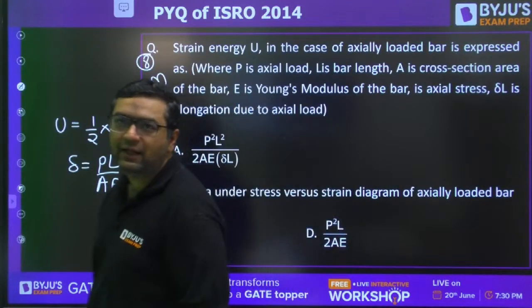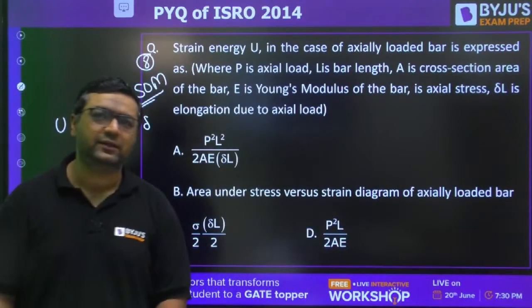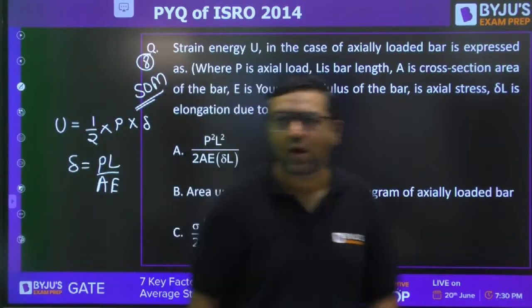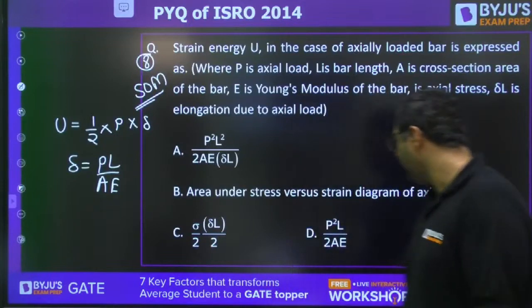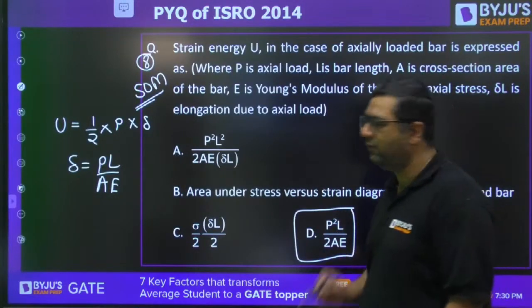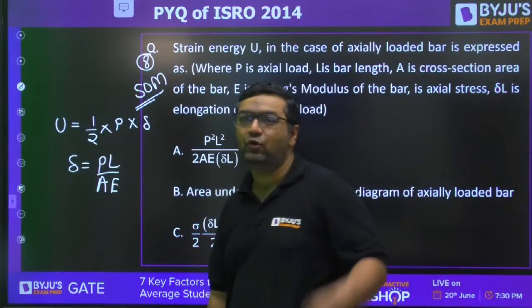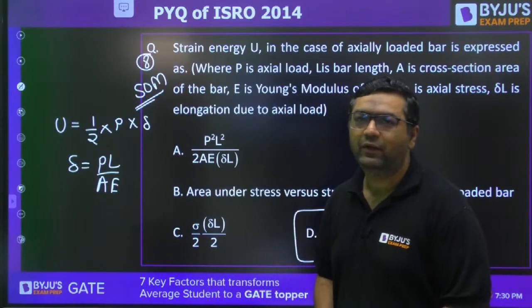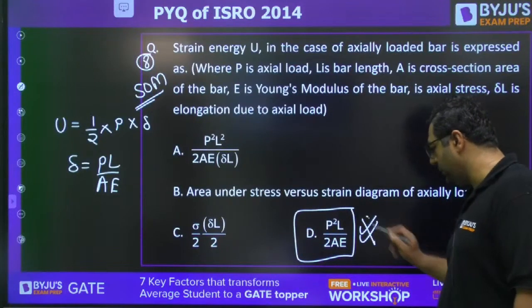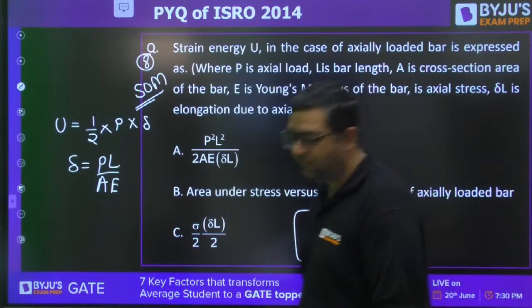Now I am finding that you guys are having low interest in PYQs of ISRO. Shall we close the PYQ series now with this paper? Or you want us to go till 2005? Actually, I was thinking to go up to 2005. Very good. Hemant is saying the answer is D. Because papers are available from 2005 till 2020.